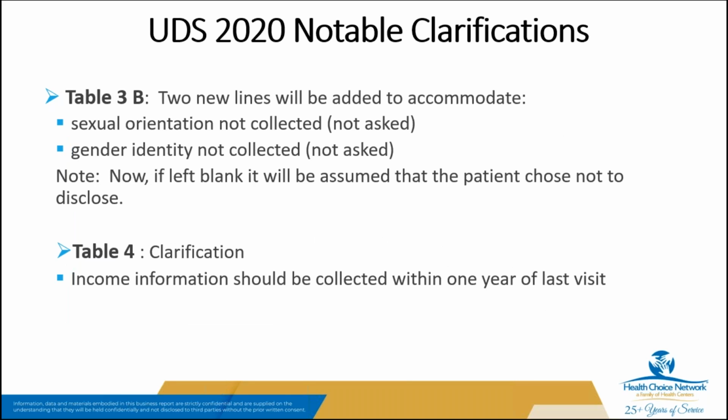So now some clarifications that have been made to some other sections of the UDS report. The first clarification is on Table 3B. So this is where they're asking for gender and sexual orientation. In the past, when it was left blank, it was not very clear whether it was just that the patient chose not to disclose or whether the center did not ask those questions. So they are going to be adding 2 new lines. And that is going to be that sexual orientation information was not collected or not asked for, and gender identity was not collected or not asked for.